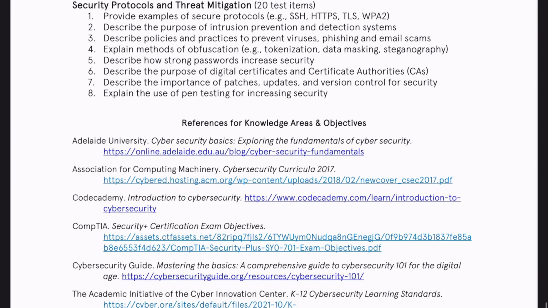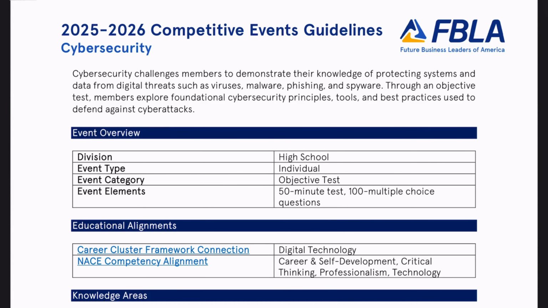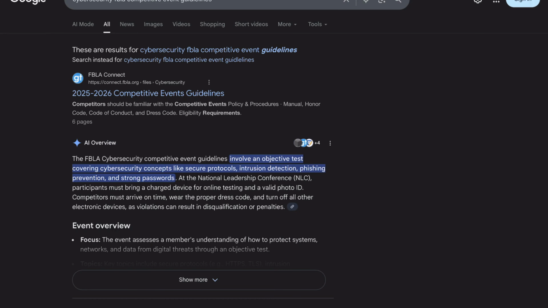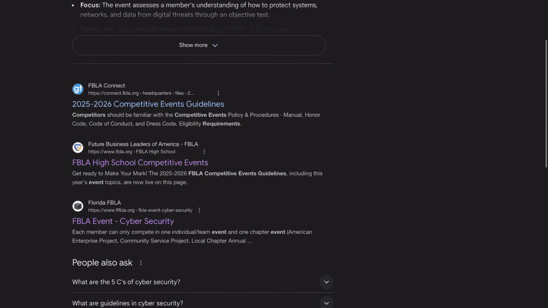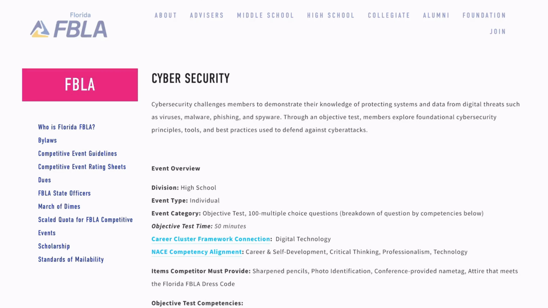And then this also gives you references for these knowledge areas and objectives, so you can see where exactly they got this information from. A second thing that you're going to want to look for is that this is the competitive event guidelines. This is the national one. However, you want to double check and make sure that what you're preparing for is also going to be working at the Florida SLC level. So if you scroll down a couple links, you will see the FBLA event guidelines for Florida. You'll know that it's for Florida because it has this circle with a little box in it, gray box, kind of looks like Minecraft. You click on this, and then this will give you the Florida-specific guidelines for the cybersecurity event.